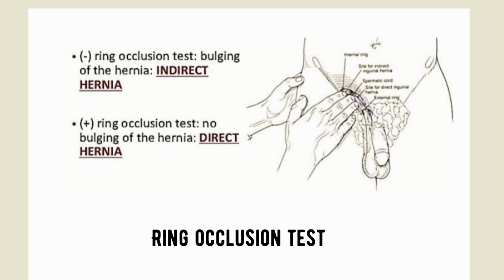Then the ring occlusion test. See, you have occluded the deep ring and now you ask the patient to cough. Okay, if it appears on its own, then that is direct hernia. If the ring occlusion test is negative, that is bulging of the hernia, it is indirect hernia. Positive ring occlusion test, no bulging of hernia, is direct hernia. That means you place the finger and then ask the patient to cough. If it appears on its own without you removing the finger, then that is direct hernia. If you remove the finger, then that is indirect hernia.